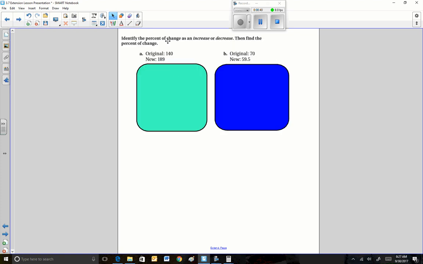Here's a problem. Identify the percent of change as increase or decrease, then find the percent of change. So the original is 140, the new price is 189. It went up in price, so this is an increase, a percent of increase.